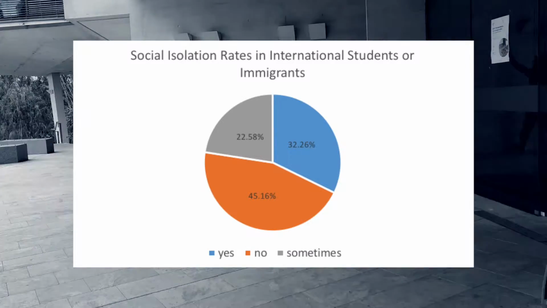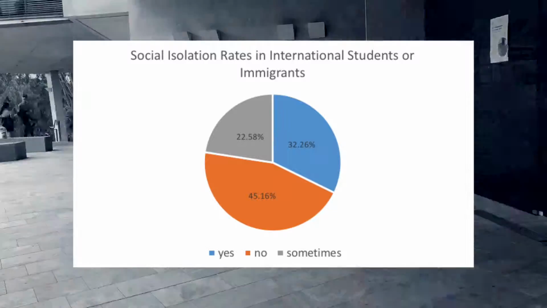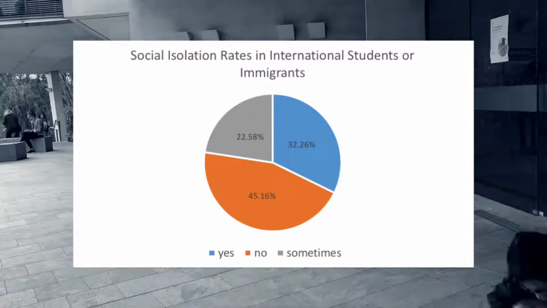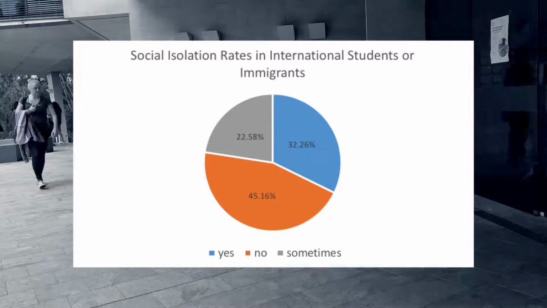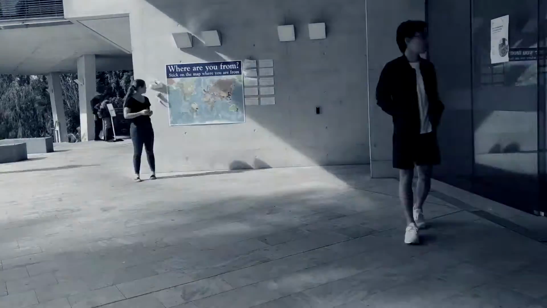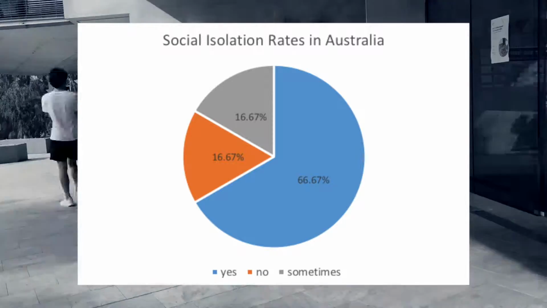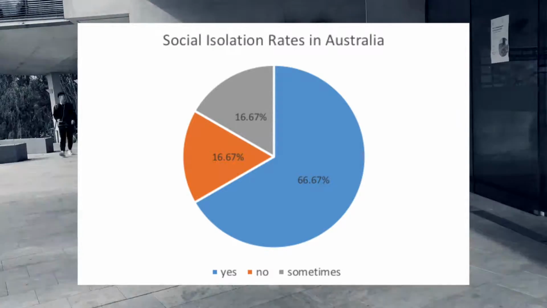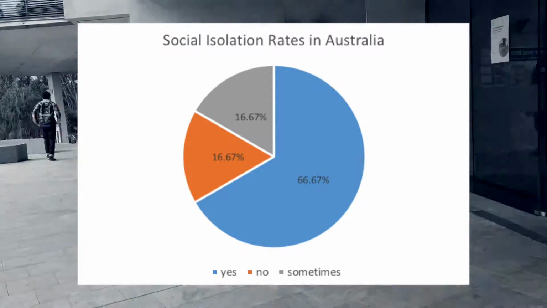Firstly, the international student demographic was investigated, and it was found that 32.26% of students had experienced social isolation while living in Brisbane, and 22.58% had somewhat experienced social isolation. When collating the domestic students' results, who had moved from Brisbane to other areas in Australia, it was interesting to find that 66.67% had experienced social isolation away from their home, and 16.67% of participants sometimes experience it.